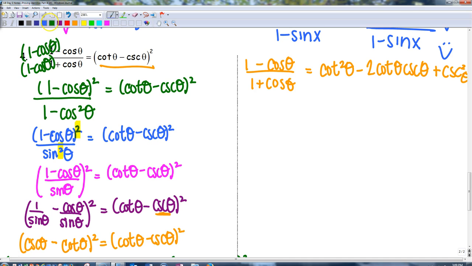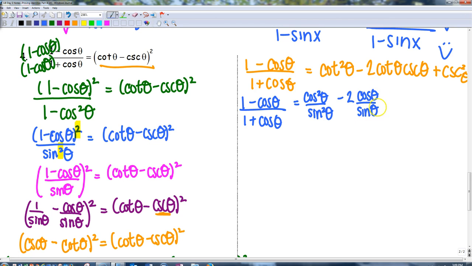All right, next. Next thing I'm going to do is change all of these to sines and cosines because I noticed that my problem on the left just is cosines. So let's get rid of all these cotangents and cosecants. Cotangent squared is cosine squared over sine squared. Minus 2 cotangent is cosine over sine. Cosecant is 1 over sine. Cosecant squared is 1 over sine squared.